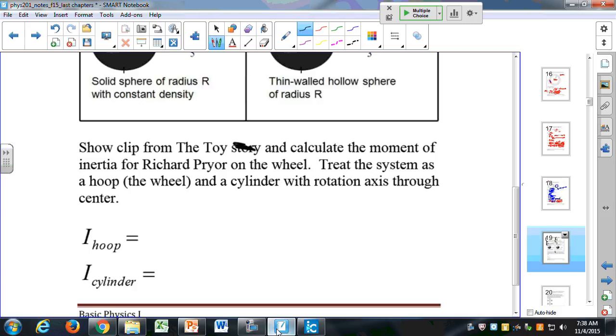The Wonder Wheel is just a big hoop, and we know the moment of inertia for that is just mr squared. And then we can treat Richard Pryor as a cylinder with his rotation axis through the center. So he's rotating through this point. We'll just treat him like a cylinder. He's basically a cylinder, sort of a flattened cylinder. And then we can make some approximations about both of those.